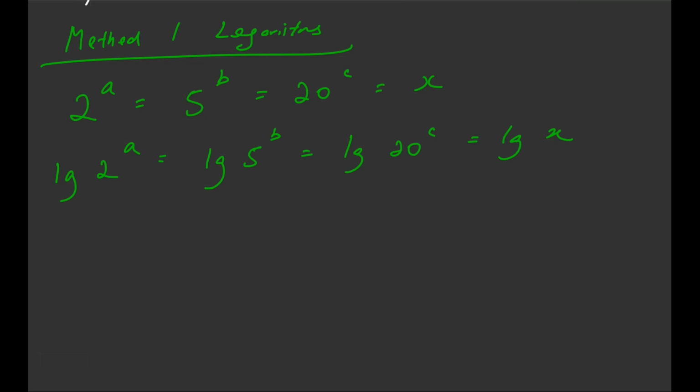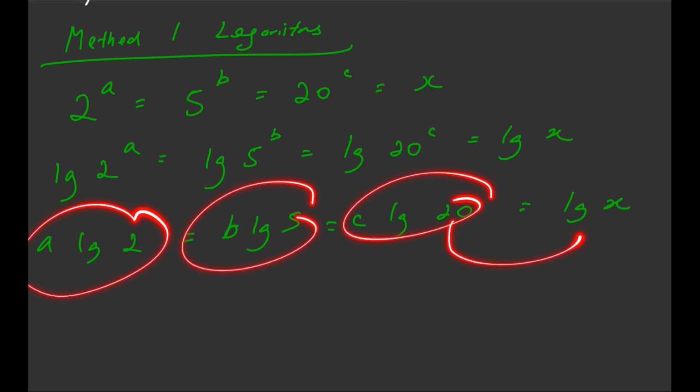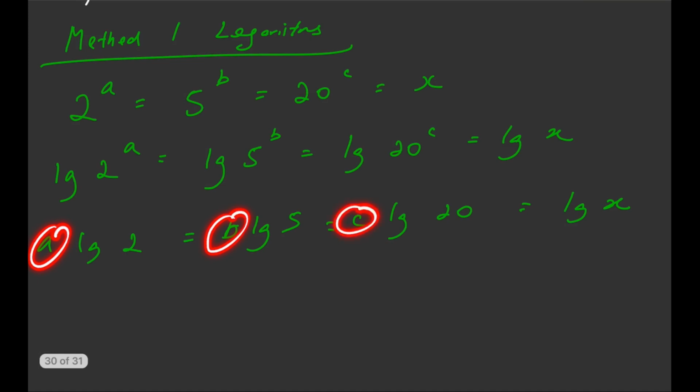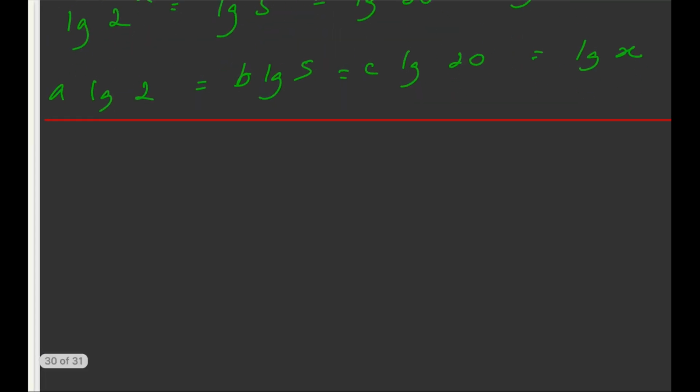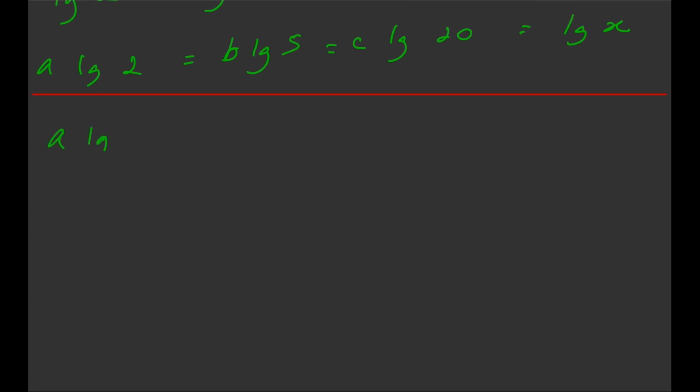If you are familiar with the laws of logarithms, the power of the value, you can put in front of the log. And keep the last one as LGX as well. I want you to compare each one of these with LGX and express A, B, C as a subject. Okay, we go with this pair first. It's the same as LGX. So A is the same as LGX over LG2.